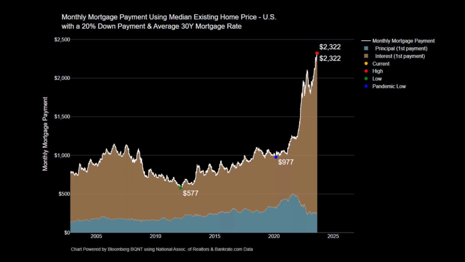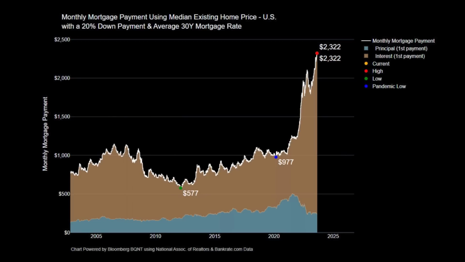Yeah. Michael McDonough made this great chart of the monthly mortgage payment using the median existing home price, assuming that you put down 20%. This was $577 at its low in 2011. In 2019 or so, I'm just eyeballing this, it looked like it eclipsed $1,000. Now it's $2,300. He also broke down your first payment, how much goes to principal and how much goes to interest.